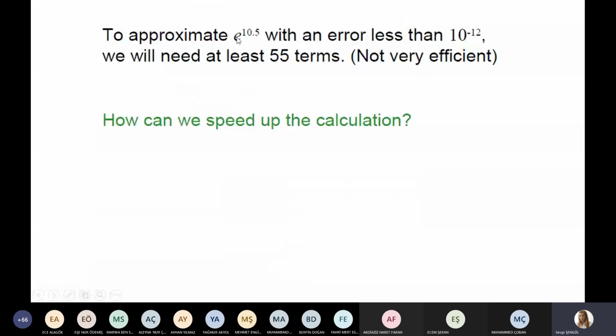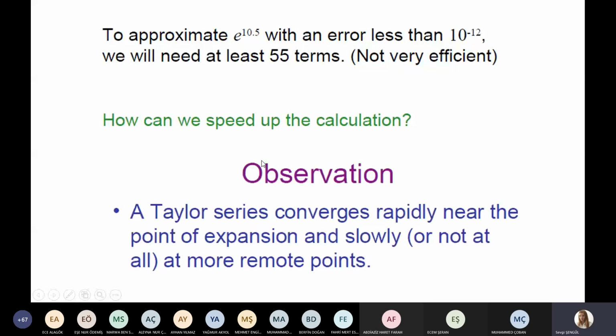So in this one, you can write your Taylor series around 10 instead of 0. You will see that you will need fewer terms to get that error. So a Taylor series converges rapidly near the point of expansion. This is what I was trying to say, point of expansion. Since we expand our Taylor series around 0, if you are assuming your function far away from 0, you will need more and more terms.